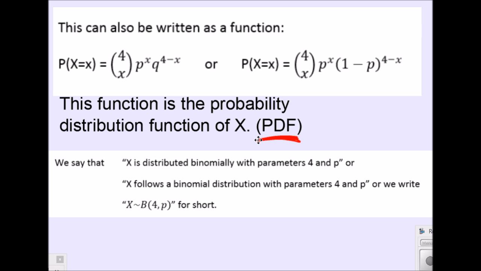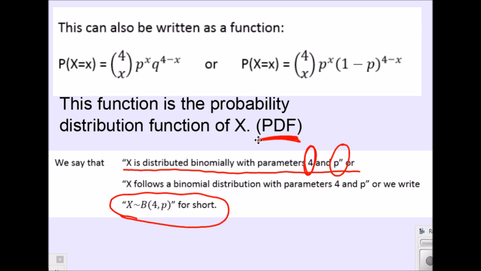Now let's just talk about some language for a moment. The number of heads is distributed binomially with parameters 4 and P. That describes the experiment. We're throwing a coin 4 times. The probability we get what we're looking for each time, what we're counting, is P. That's the probability of a head. And that's sometimes written like this for short. It's a lot easier to write. And this sign stands for is distributed, and the B stands for binomially.